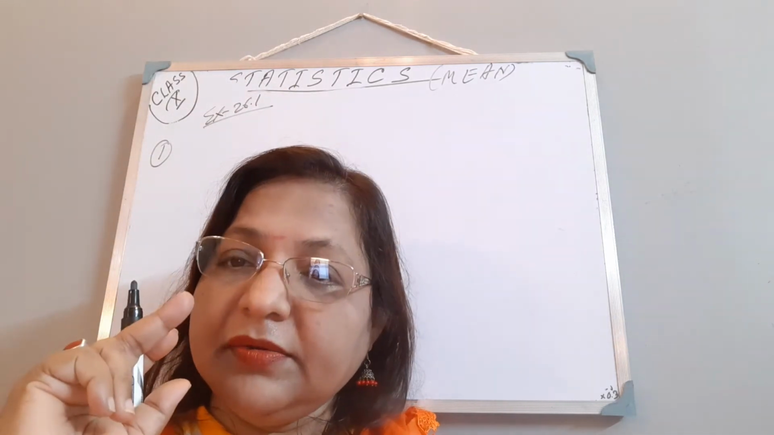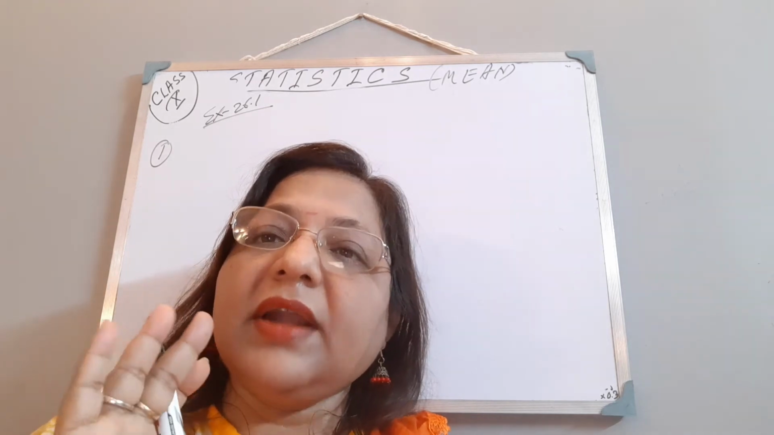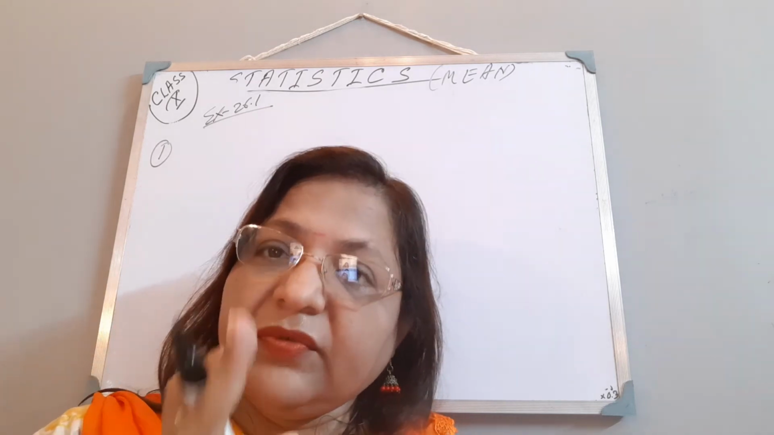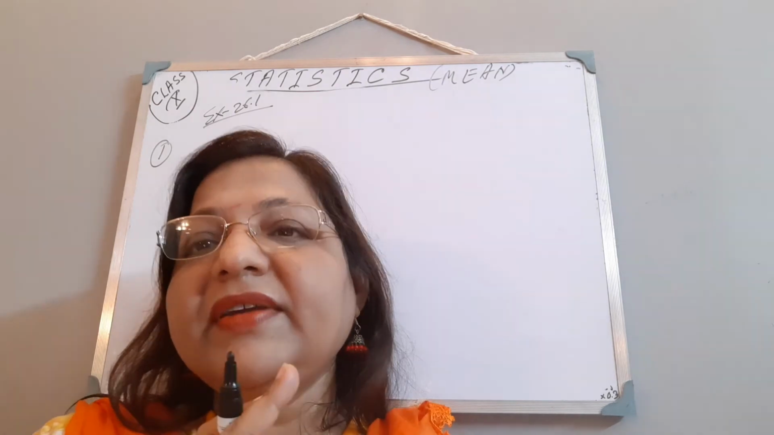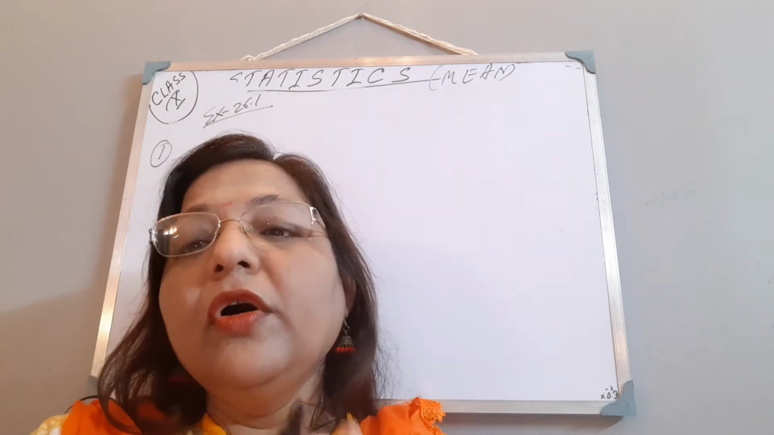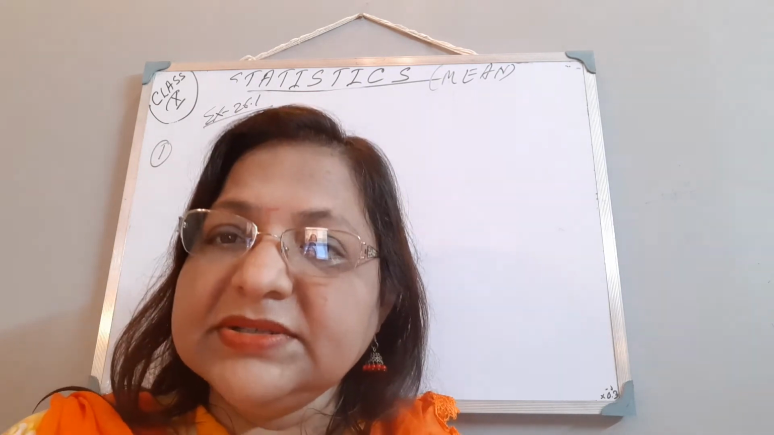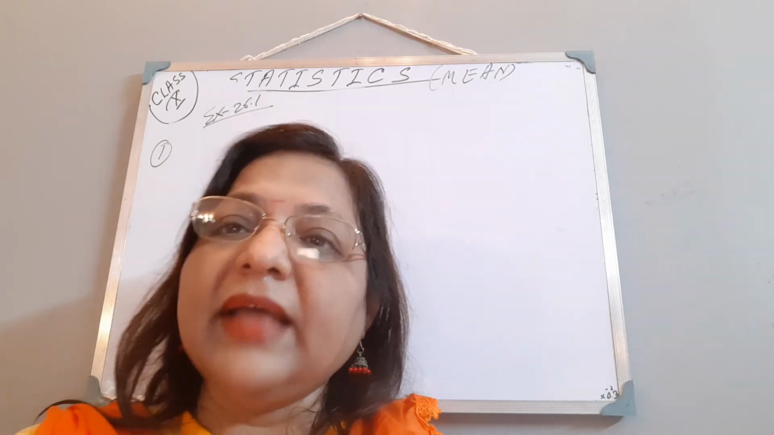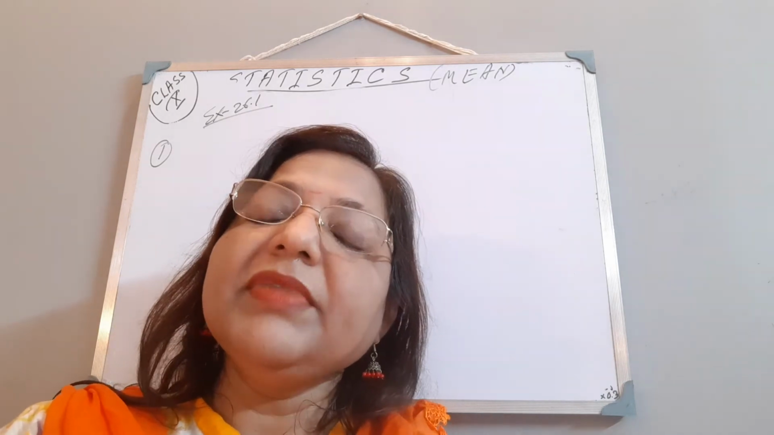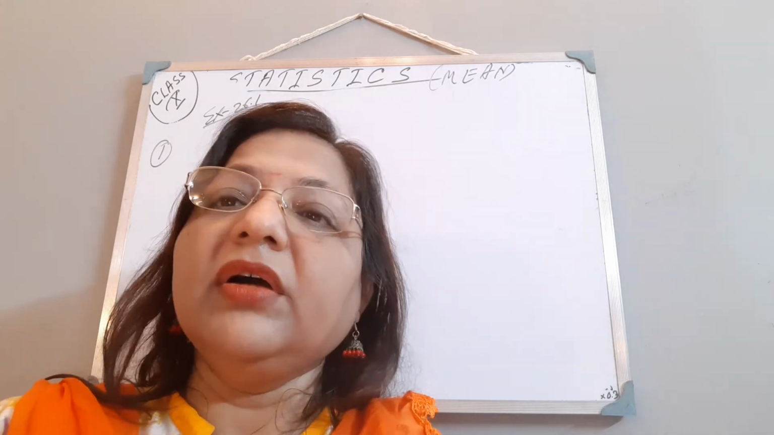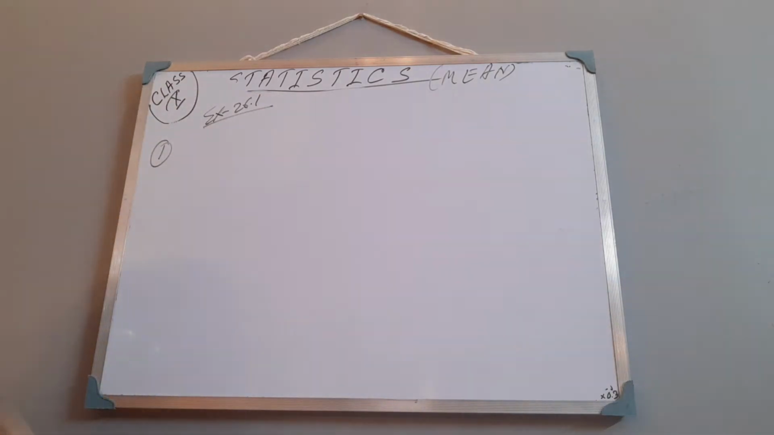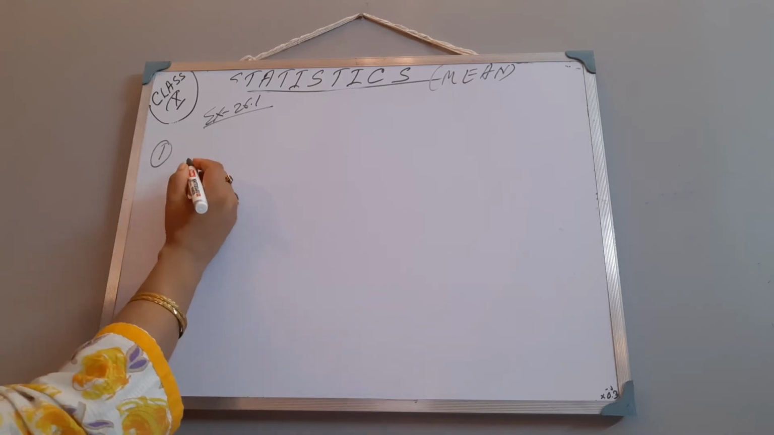One thing more, for the step deviation method it is very, very important that at first you see whether the class size is equal or not. And normally the step deviation method we always follow for big numbers. If the data are very big, in that case only we will use the step deviation method. That will be very convenient for us to find the value of mean.